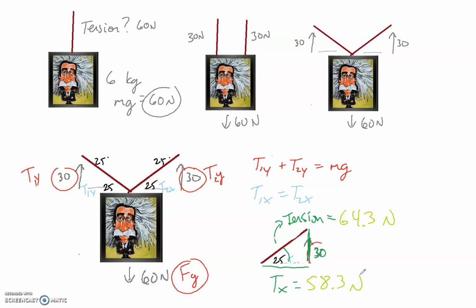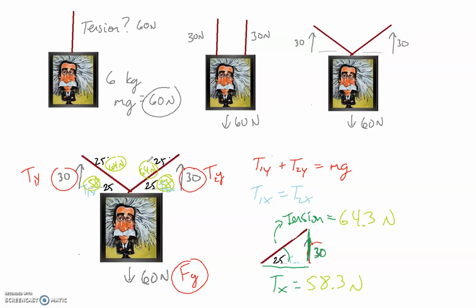Since this thing is nice and symmetrical, all the angles are the same. They're both pulling up with 30. Both of these would be pulling to the side with about 58 there, 58 there. They have to be equal. And the tensions in both of these would be, this one would be about 64 newtons, and this would be 64 newtons. So those tensions would also be the same because everything is perfectly symmetrical.